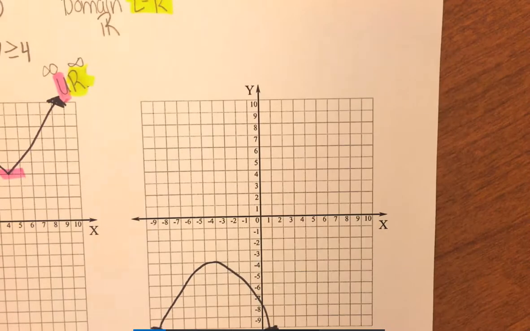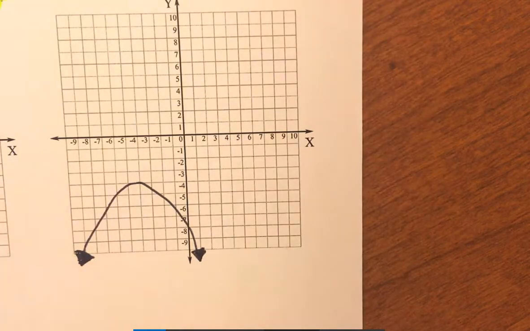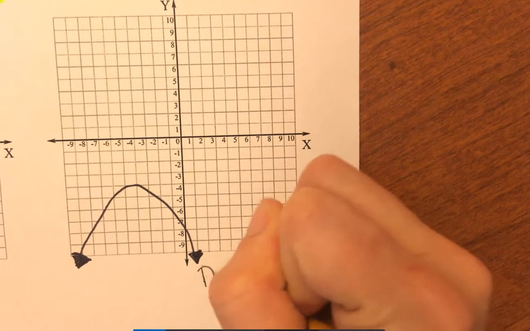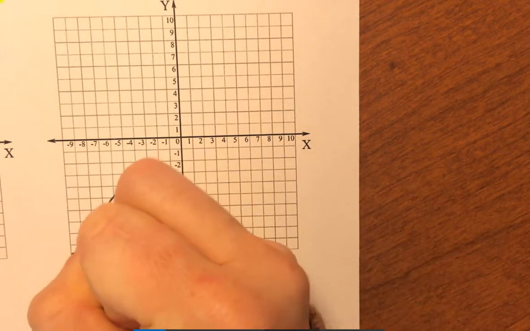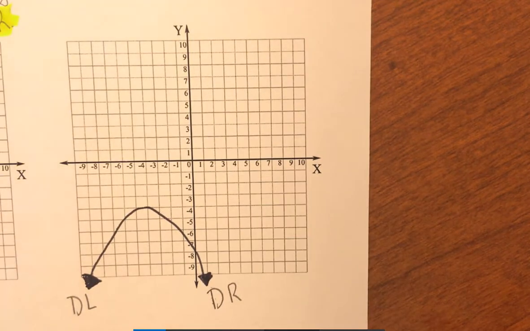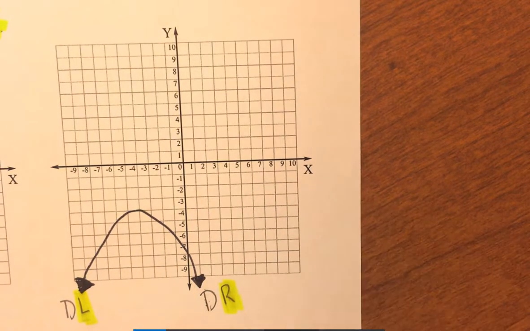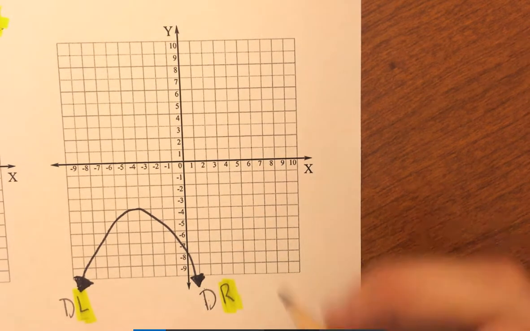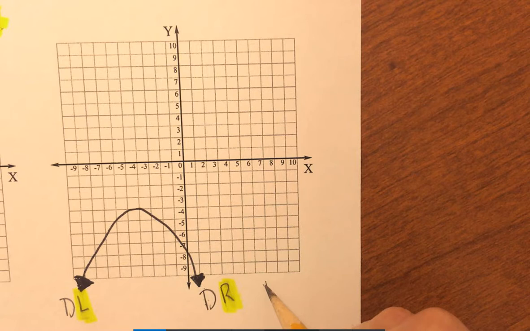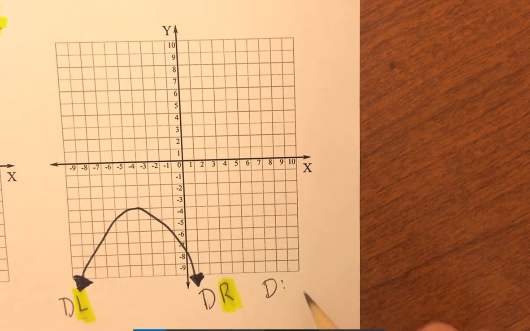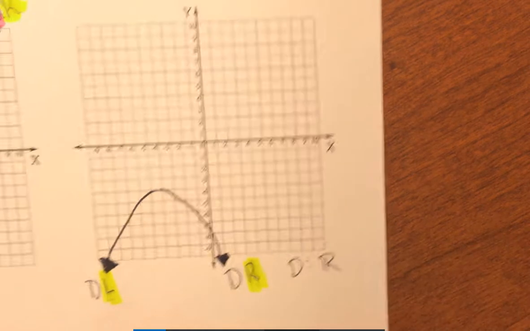Okay, for this next graph, we'll do the same thing. Label the arrows. This one's going down and right. This one's going down and left. You can already see that for your domain, left and right, it's continuing in both directions infinitely. So for our domain, it's going to be all real numbers.